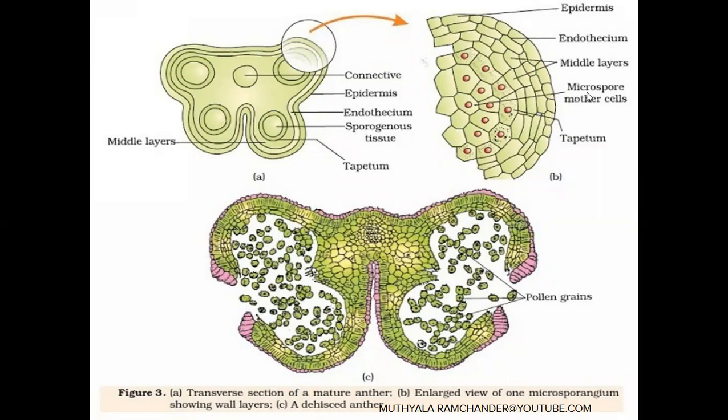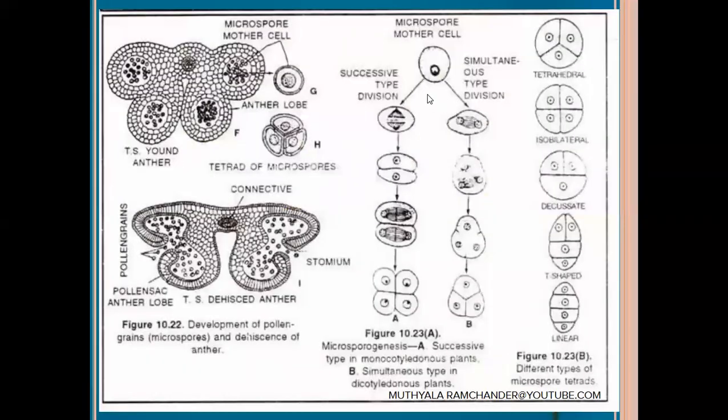Sporogenous tissue, or microspore mother cells. Microspore mother cells are in diploid condition. The diploid microspore mother cells participate in meiotic or reduction division to form 4 haploid spores. The 4 haploid spores are called pollen grains.